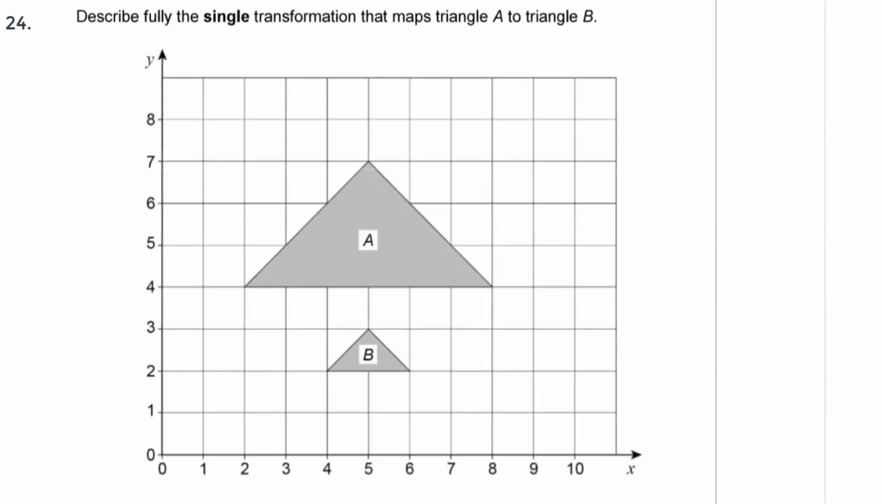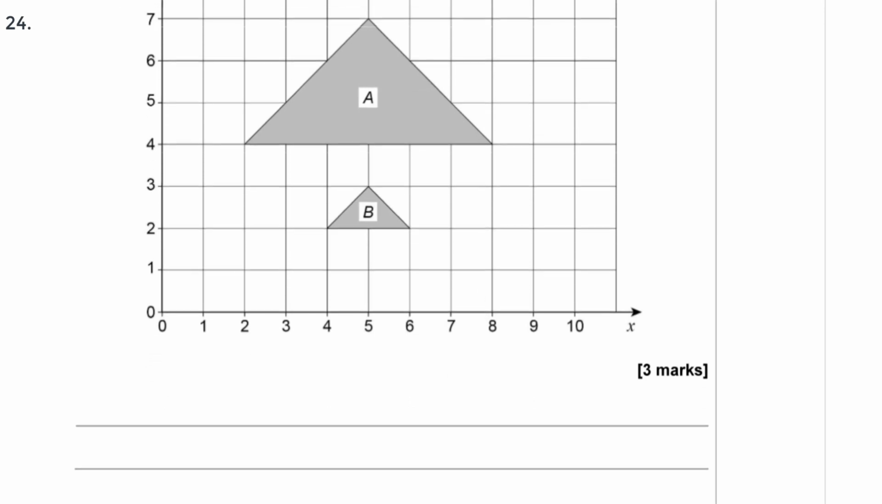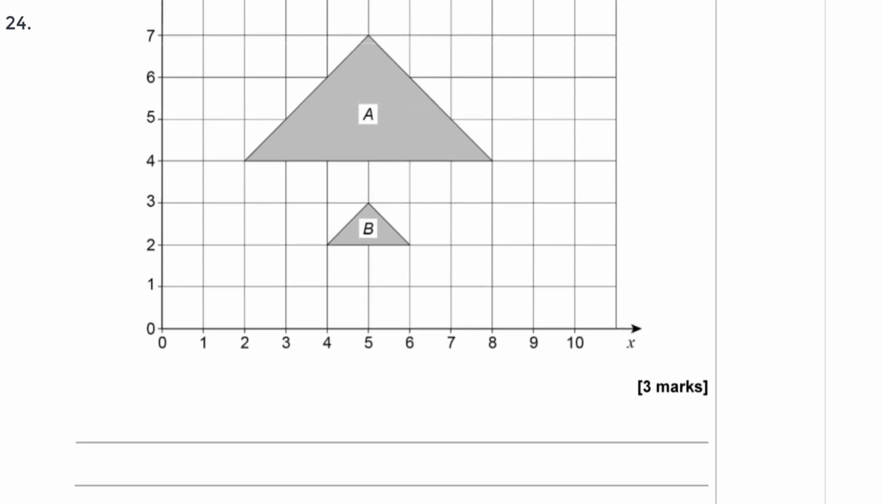Describe fully the single transformation that maps triangle A onto triangle B. Now B is an equal version of triangle A, so it's an enlargement with a fractional scale factor because it's got smaller rather than bigger. Now notice this question is worth 3 marks. We need to give 3 pieces of information in order to get all the marks for this question.